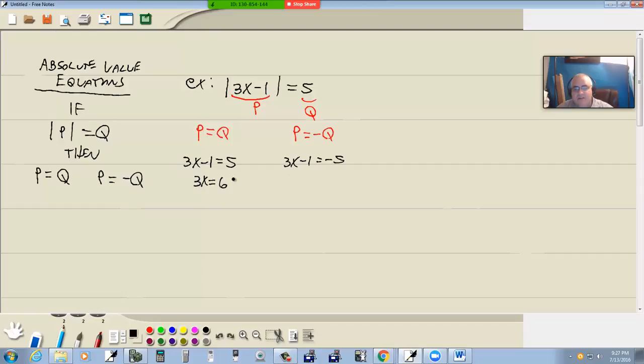And I guess I can finish this. Take negative 1 over, divide both sides by 3, you get 2. Here, take negative 1 over, and this becomes a negative 4. And divide both sides by 3, and you get negative 4/3. And those would be our two answers.